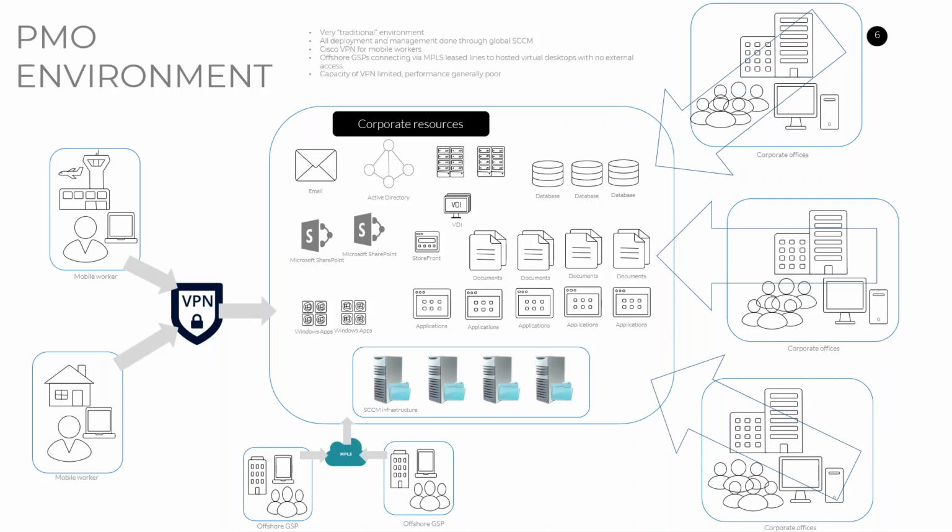I shall just quickly move this out of the way so I can see my notes properly. There you go. So we've got a quick diagram on the right hand side. You can see big corporate offices with lots of users and laptops and desktops in there, all connected via good, solid, dedicated network links to the data centers that hold their corporate resources. Their email, their AD, their data, their SharePoint sites, their applications, all that sort of stuff.